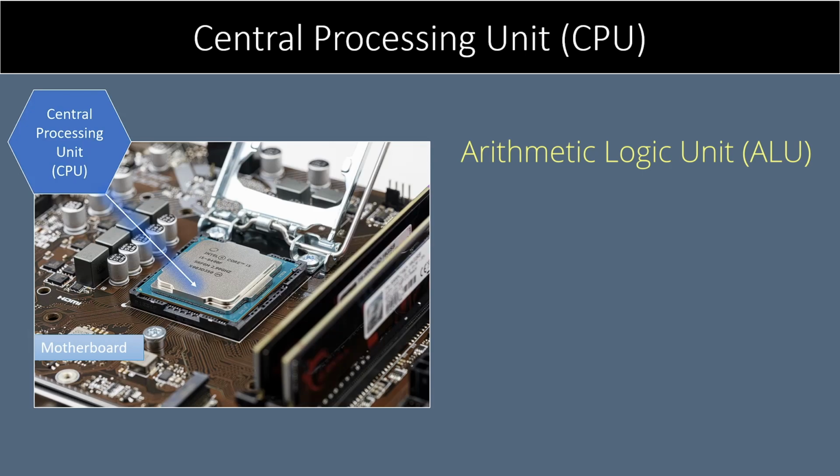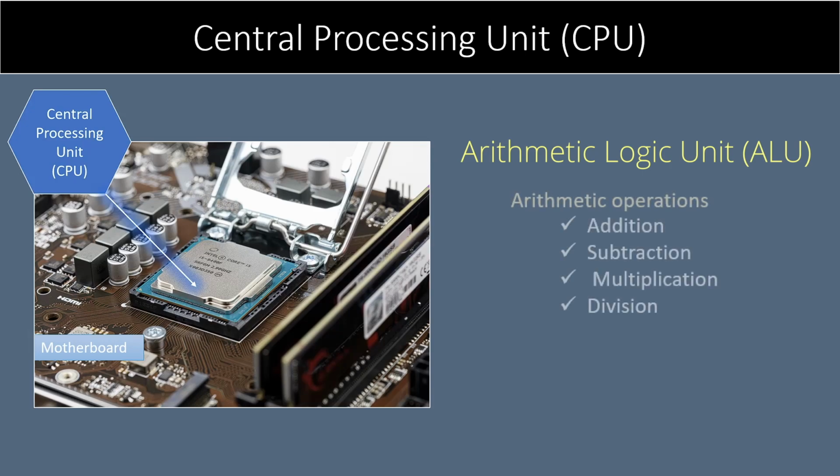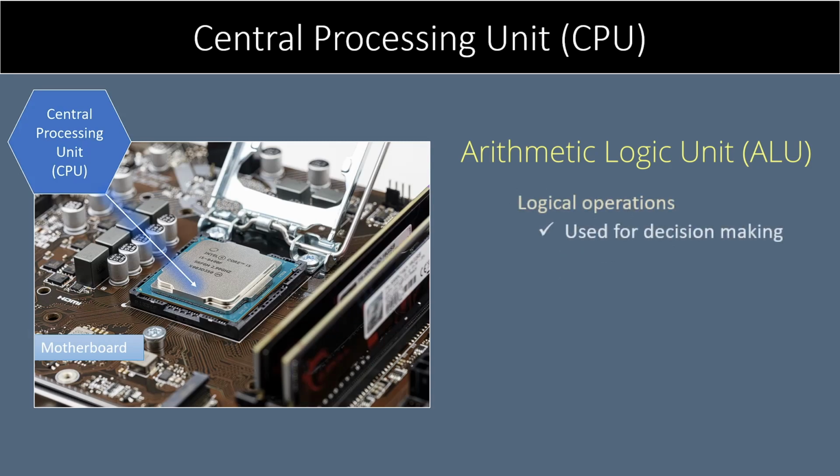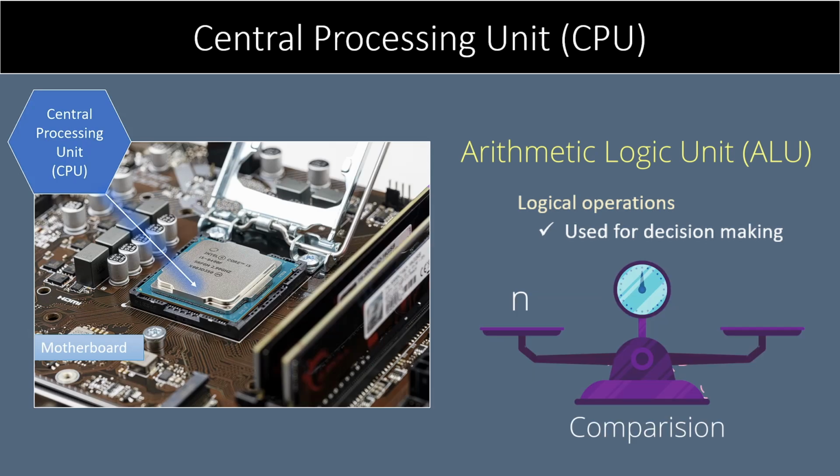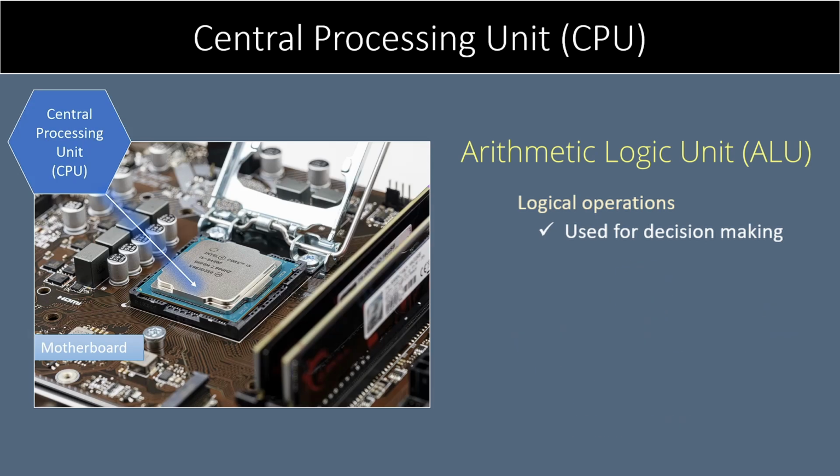Arithmetic logic unit, ALU, is responsible for performing all arithmetic operations like addition, subtraction, multiplication, division, etc. It also executes logical operations which are used in decision-making instructions. Decision-making instructions help a computer program to make decisions. For example, how does a program know if the number, let's say n, is positive or negative? It has to make a decision here, maybe by comparing n with 0. If n is greater than 0, then n is positive, else it is negative. This is executed by the logical unit of the ALU.